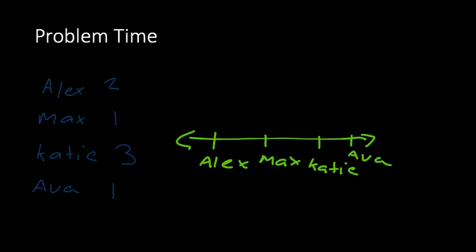So Alex, he has 2 pets, so that's 1, 2. Now Max, he has 1 pet, so that's 3. And then Katie has 3 pets, so that's 1, 2, 3 dots. And then Ava also has 1 pet, that's going to be 1.